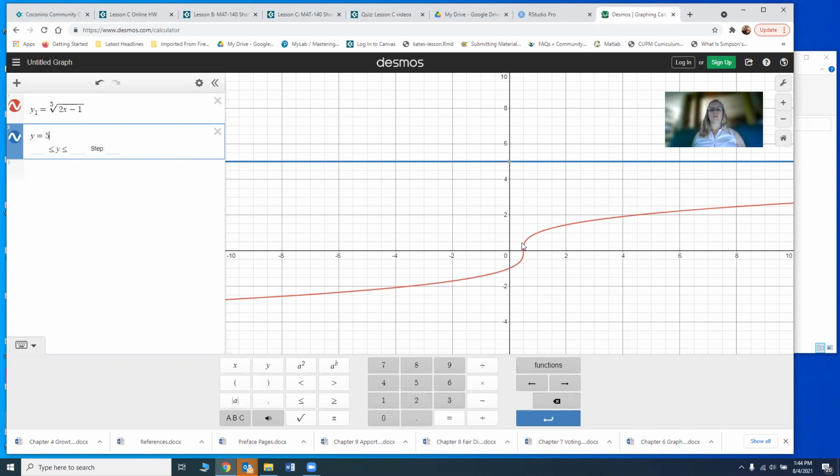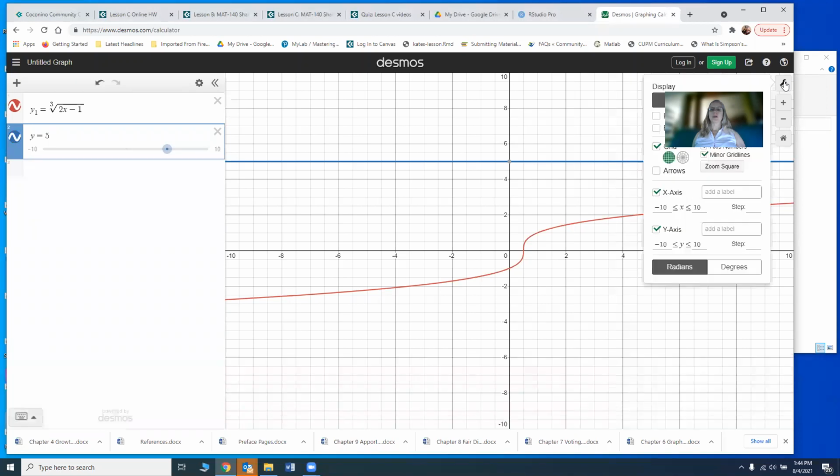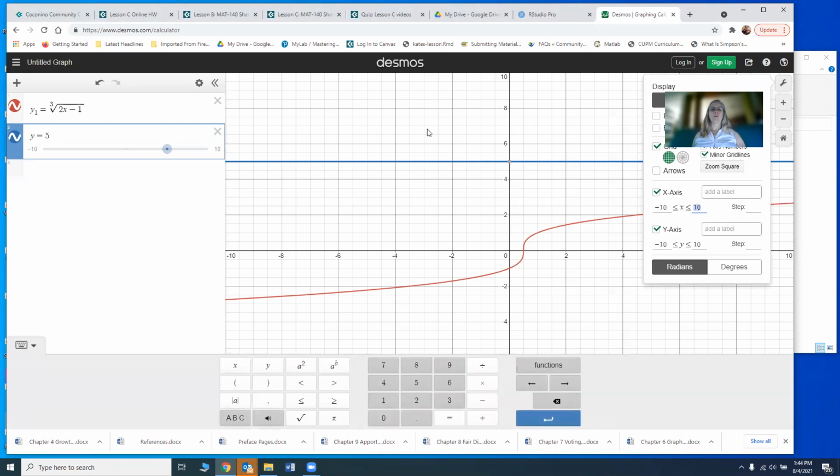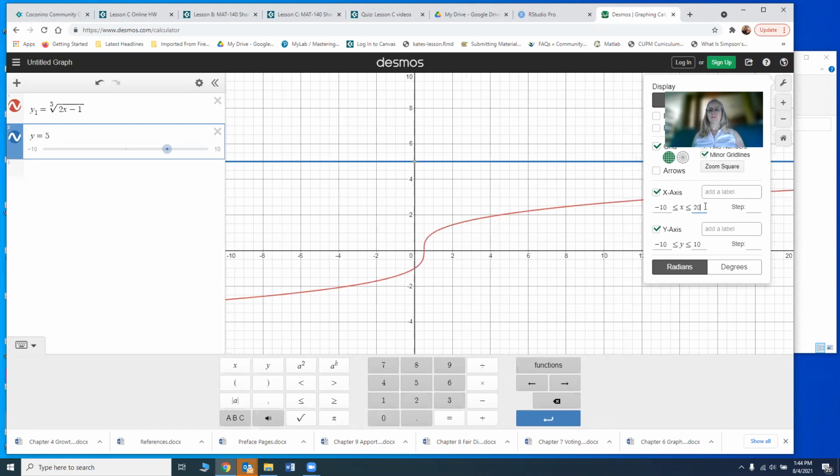There's my horizontal line. And one thing I'm going to notice is they don't seem to be crossing each other. So what it probably means is I think this graph just keeps going up. I just can't see where they cross. So what I need to do is change my graph settings. I need to click on that little wrench. I need to change my X values. I don't need to change my Y's because I see all my Y's here, but I don't see enough of my X's. So maybe I'll change my X to, let's say, 20.